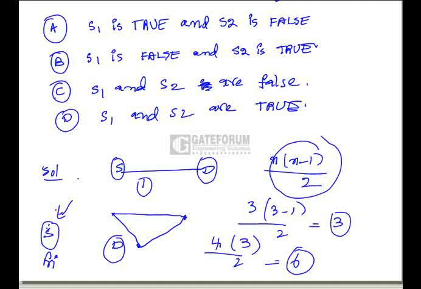Confidentiality is not provided, because for confidentiality the source has to encrypt the data with the destination's public key, so that the destination can open it only with its private key. Here the message can be opened by anybody who knows the public key of the source. That is the reason it does not provide confidentiality, but it provides authentication and non-repudiation. So S1 is false and S2 is true. Option B is correct here.